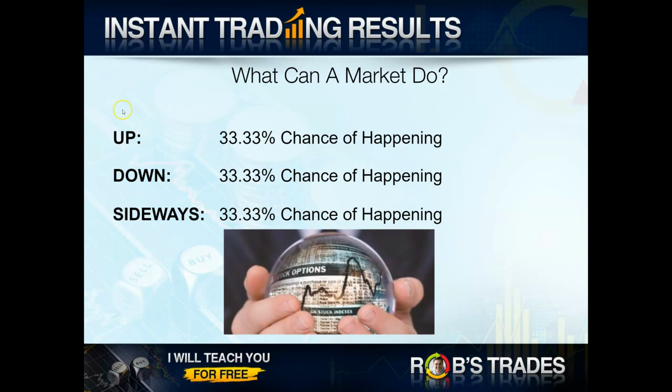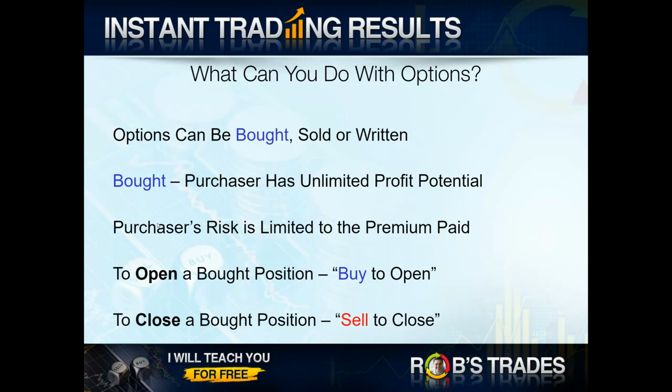So what can a market do? It could go up. Okay, it's got around a 33.33% chance of happening. It could go down. Again, a 33% chance of happening. Or it could stay sideways, a 33% chance of happening. Only three things could happen, couldn't it? So what can you do with options? And I'll come back to that last screen in a moment.